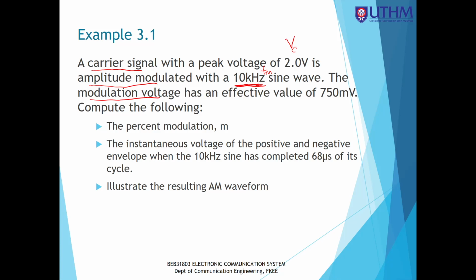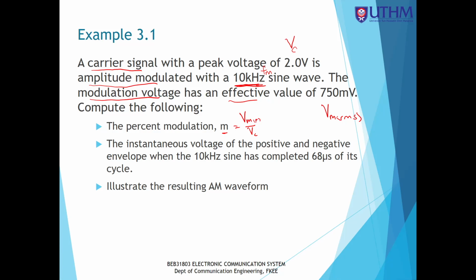That means it has an effective value of 750 millivolt. So this is Vm, but in terms of RMS. The question asks, find the percent modulation M. Remember, M is equal to Vm over Vc, so peak amplitude of Vm over peak amplitude of carrier. So how to find Vm peak?